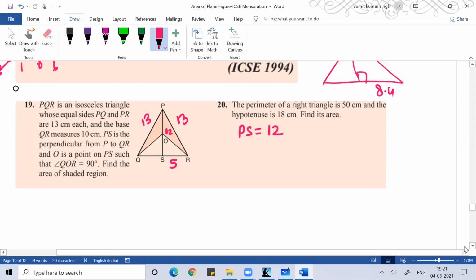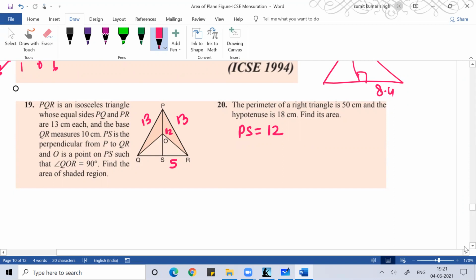Pythagoras theorem triplets we remember. That's why if you remember the triplets, it becomes easy for us. PS is the perpendicular from P on QR.